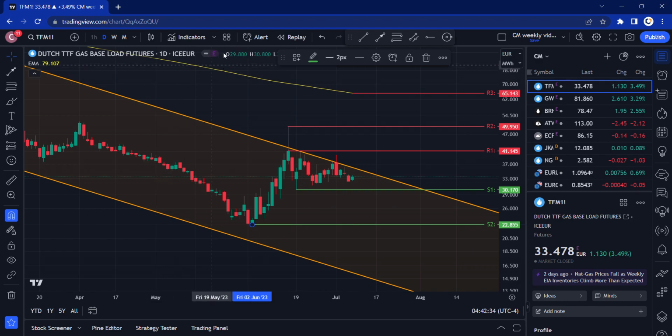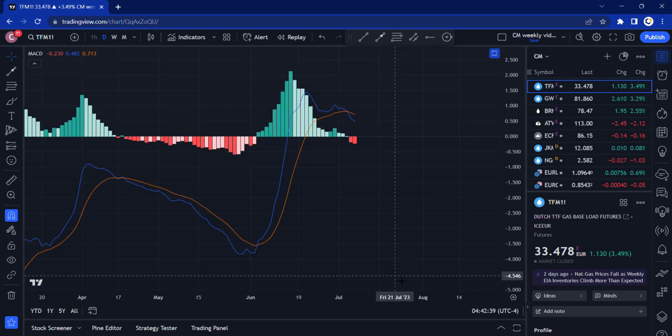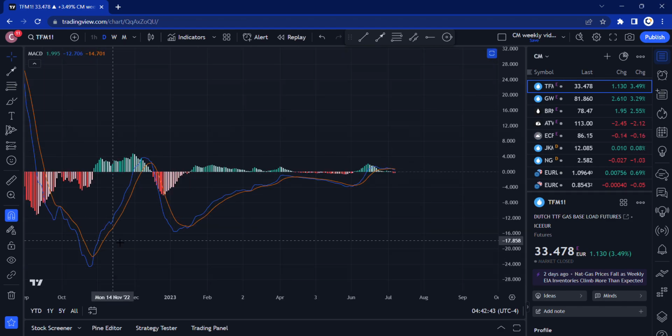Let's have a look at some tools. What do they say? So we'll start with a classic MACD again. I'll just maximize that for a little bit. So what is that telling us? Okay, so we do have higher troughs.